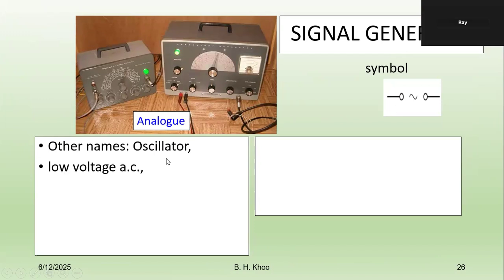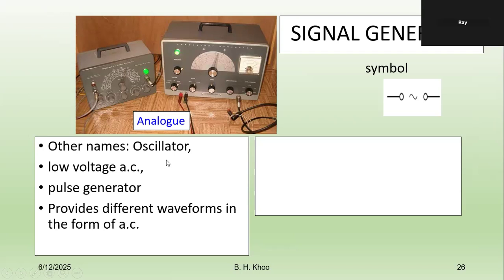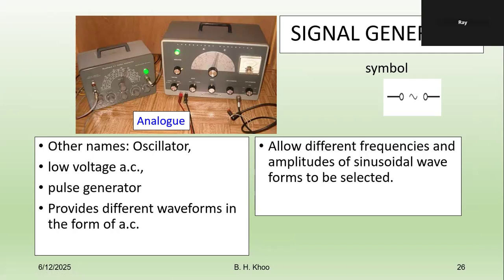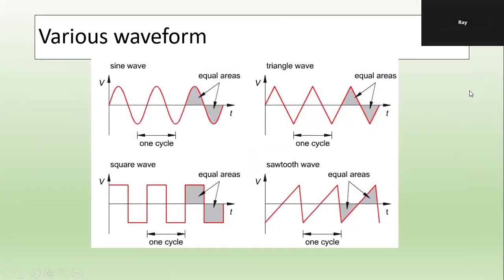Other names: oscillators, low voltage AC power generator. They provide different waveforms in the form of alternating current, and allow different frequency and amplitude of sinusoidal waveform to be selected. That's the symbol, showing variation in voltage. Some textbooks use this one, but this is the standard symbol that you should recognize. These are various forms. Of course, we are interested in these two only, not these two. But as I say, there are various forms. Besides this one, you have others.